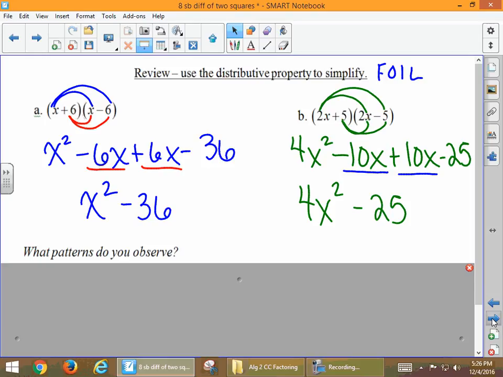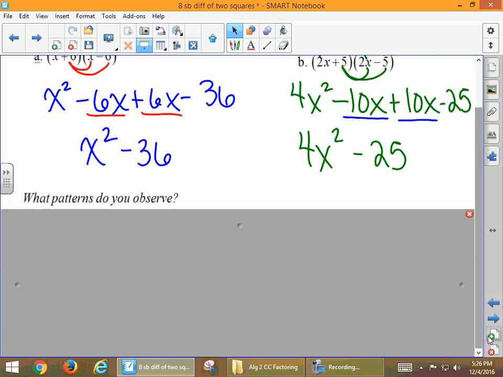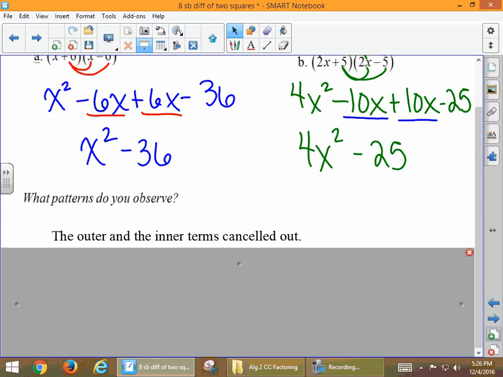So, what patterns do we observe from what we see here? I wrote down a few. There's probably more than what I just wrote down. But some things that I observed: the outer and the inner terms canceled out. Negative 6x and positive 6x. Negative 10x and positive 10x. They canceled out.